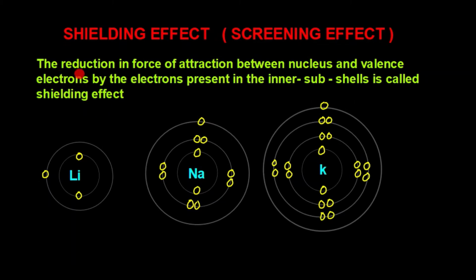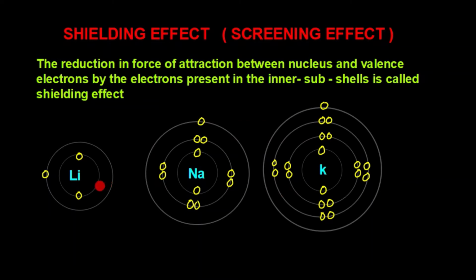The reduction in force of attraction between nucleus and valence electrons by the electrons present in the inner subshells is called shielding effect. In order to understand shielding effect, we will see this figure. This figure shows electronic configuration of lithium, sodium, potassium. Electronic configuration of these elements are given.